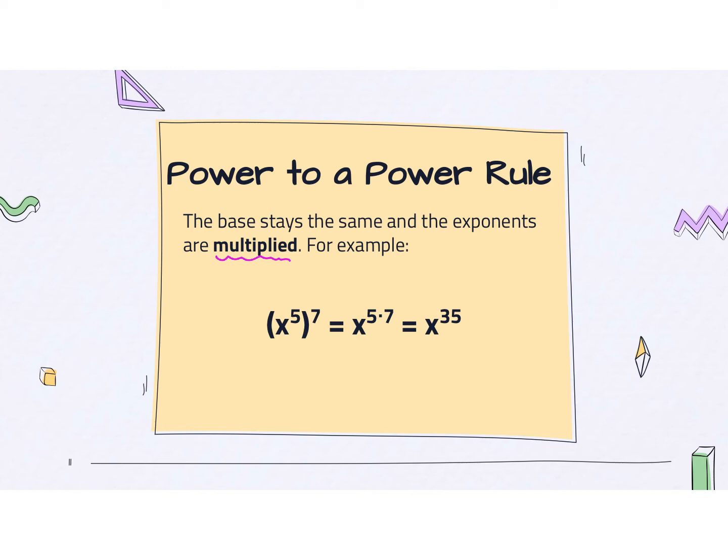So, for example, x to the power of 5 raised to the power of 7 means x to the power of 5 times 7. That's what this parentheses means. It means multiply. That means it ends up being x to the 35th power. That should be what you figured out from the last slide, from all the stuff we just worked on. Let's put it into practice.